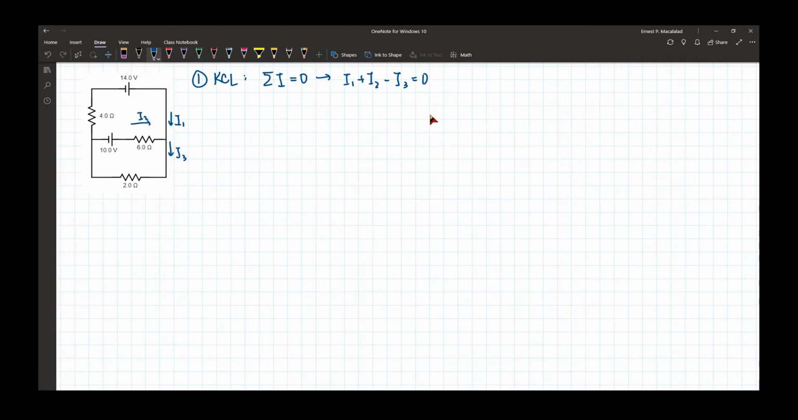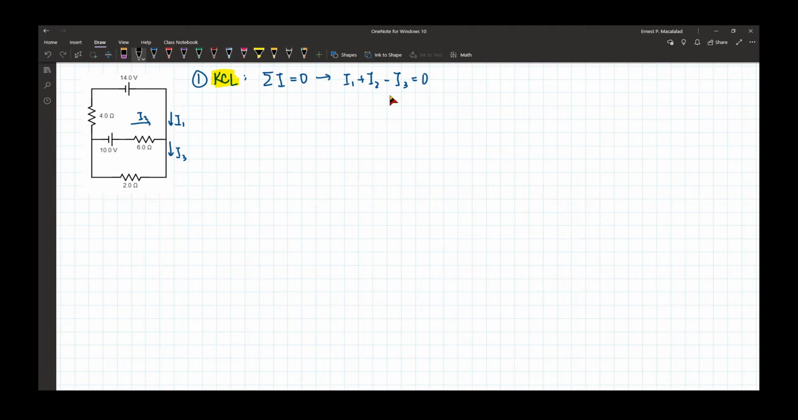Can somebody tell me which conservation law, or physics law, is the basis of Kirchhoff's current rule? Anyone? Conservation of energy, sir. No. Charge. Okay, it should be charge. Conservation of charge. So this is a linear equation with three unknowns, I1, I2, and I3.